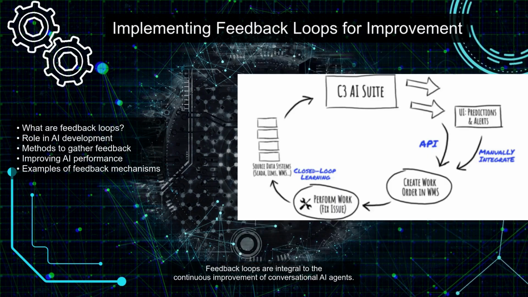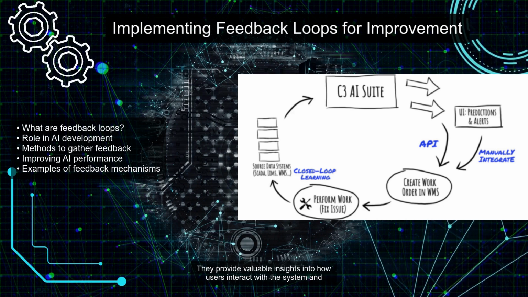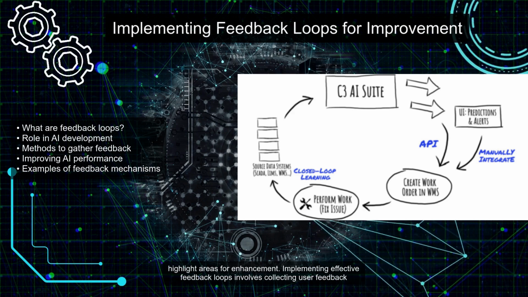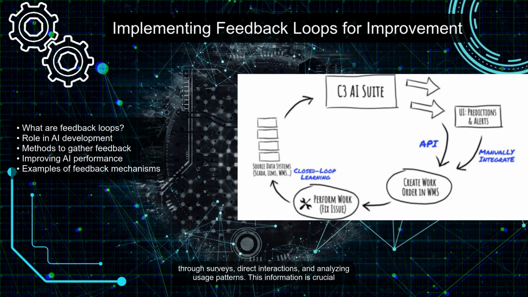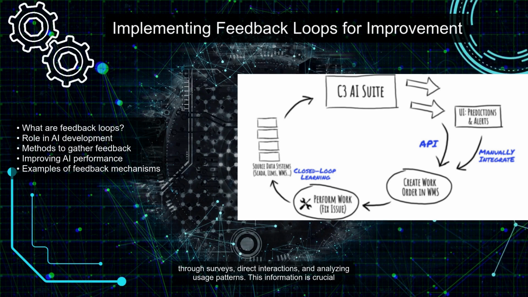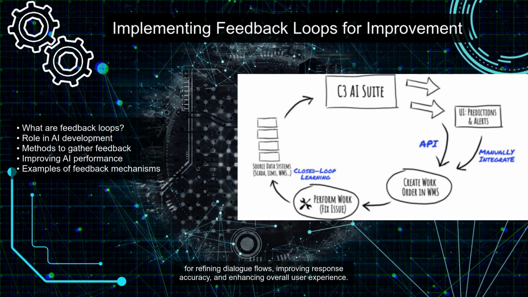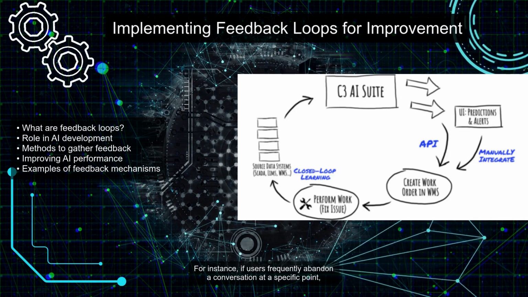Feedback loops are integral to the continuous improvement of conversational AI agents. They provide valuable insights into how users interact with the system and highlight areas for enhancement. Implementing effective feedback loops involves collecting user feedback through surveys, direct interactions, and analyzing usage patterns. This information is crucial for refining dialogue flows, improving response accuracy, and enhancing overall user experience.